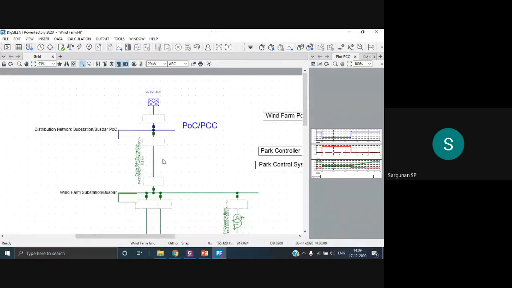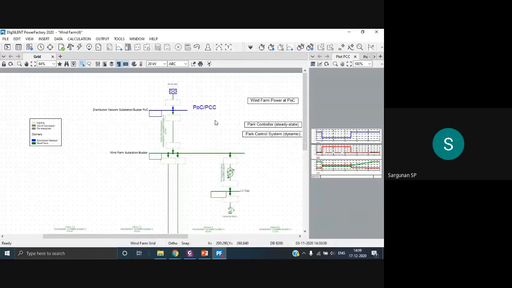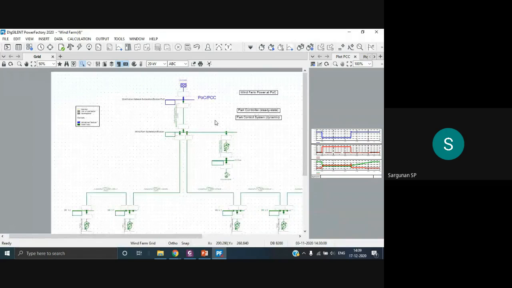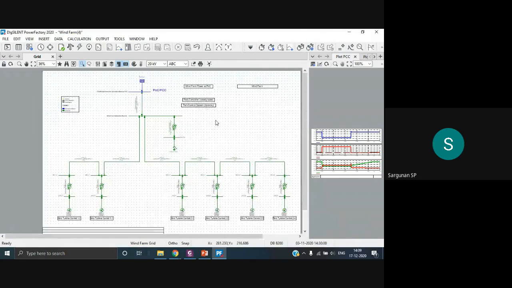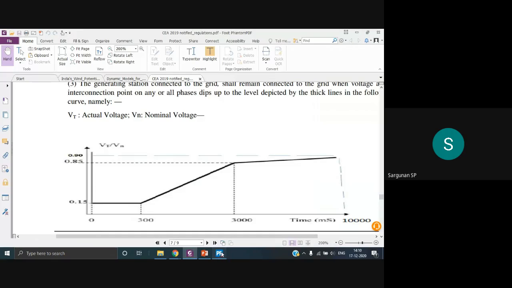So what I'm going to do now is create a fault, so that my system will be seeing a low voltage. In that region, I'm going to see whether my wind turbine is capable of producing reactive power at such critical conditions. As I said, we are basically going to do this LVRT study.